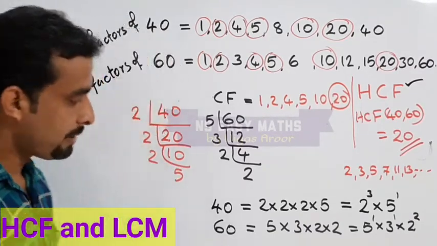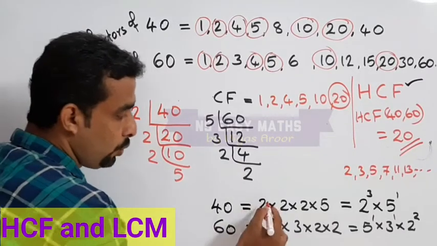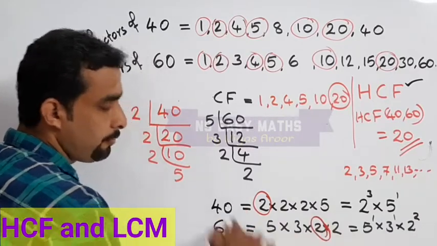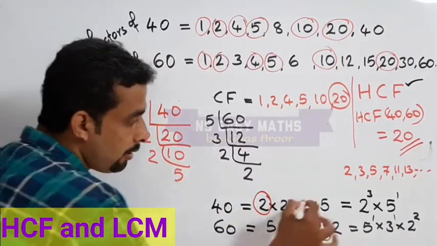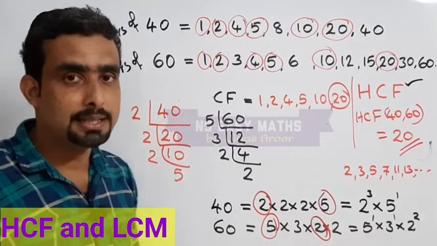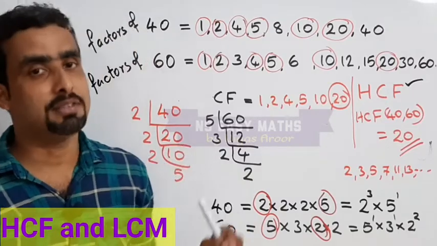So look at these prime factors and take the common. 2 is common for both 40 and 60. 5 is common for both 40 and 60. Then take the smallest power of these.